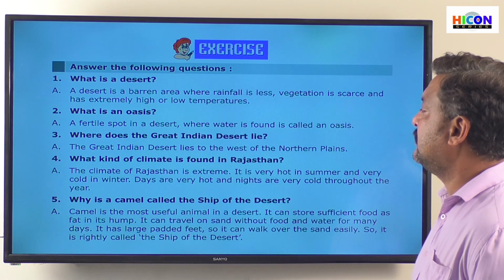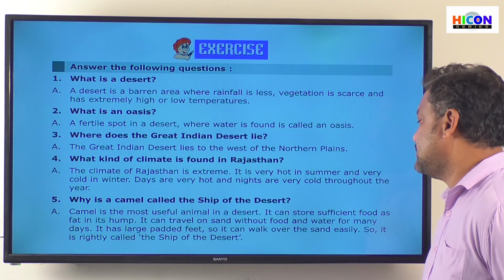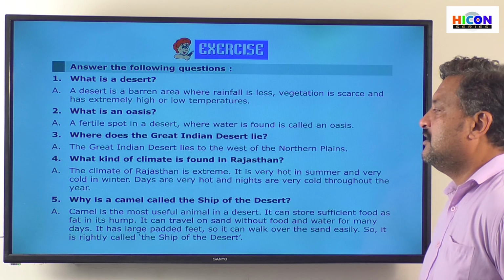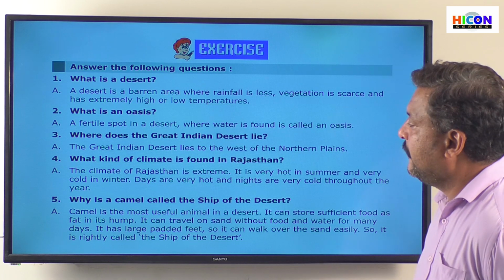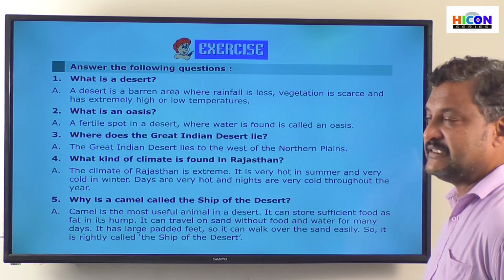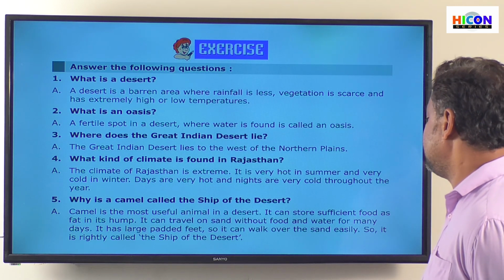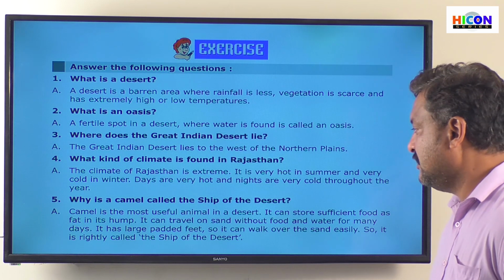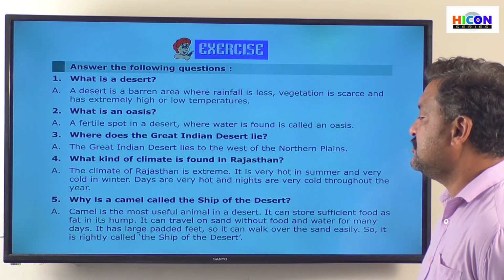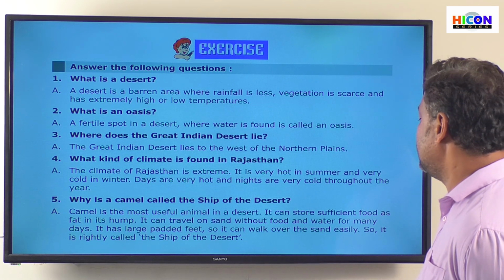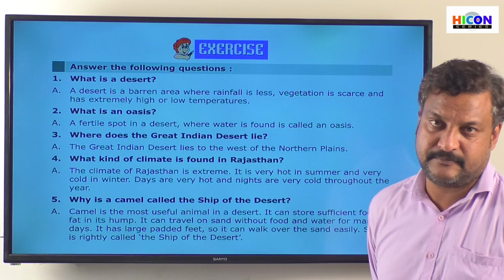Fourth, what kind of a climate is found in Rajasthan? The climate of Rajasthan is extreme. It's very hot in summer and very cold in winter. Days are very hot and the nights are very cold throughout the year. Why is a camel called the ship of the desert? Camel is the most useful animal in the desert. It can store sufficient food as fat in its hump. It can travel on sand without food and water for many days. It has large padded feet so it can walk over sand easily. So it's rightly called the ship of the desert, right?